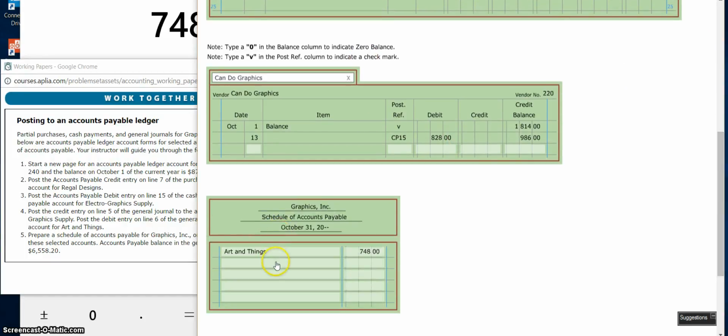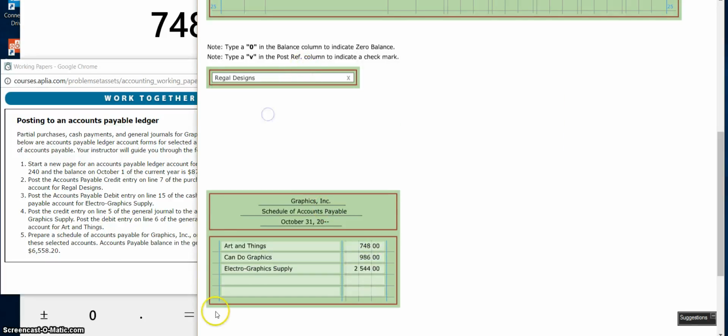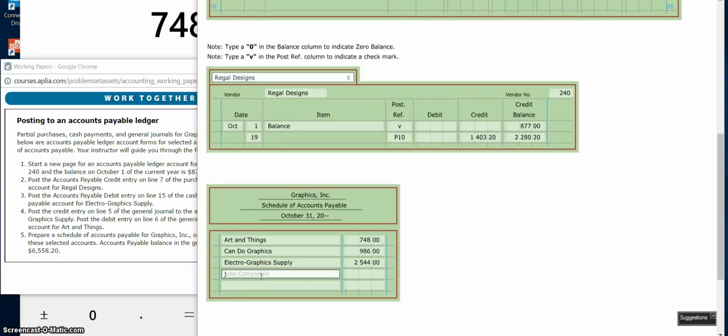So for Can Do Graphics, we're going to put them down here. And their balance is $986. Okay, the next one is Electro Graphics Supply. And their balance is $2,544. And then Regal Designs has a balance of $2,280. Okay, so we have them all listed.